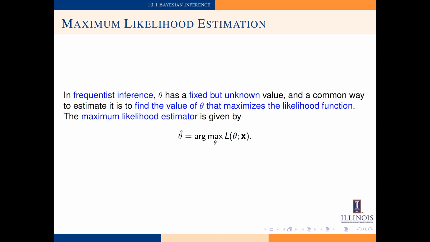And we will come back to this in a couple of weeks when we talk about optimization and talk about the expectation maximization algorithm. So in general, the maximum likelihood estimator of theta is given by the argmax of the likelihood function for theta. In other words, theta hat is equal to whichever theta value that maximizes the likelihood.